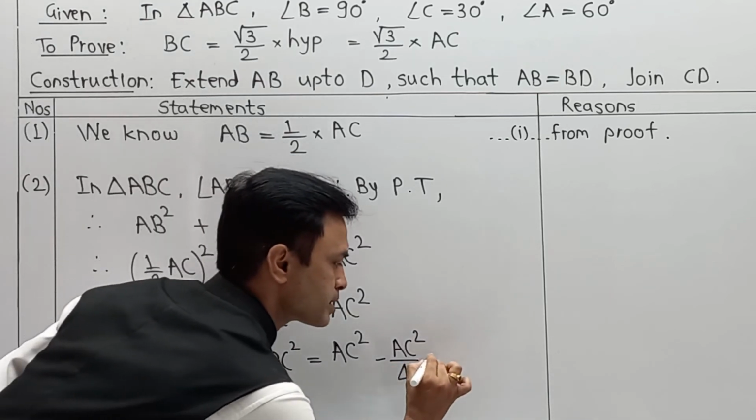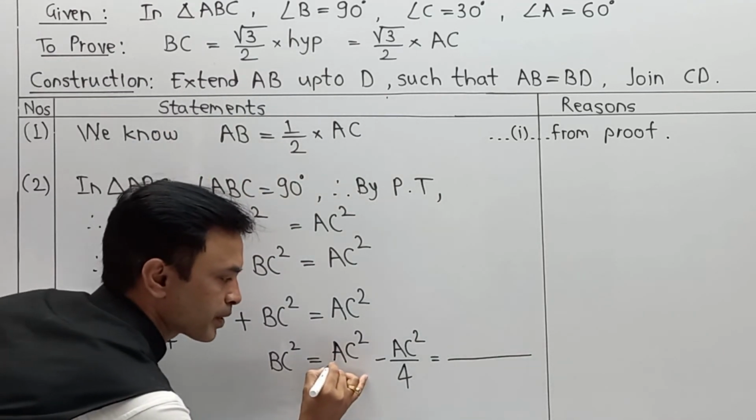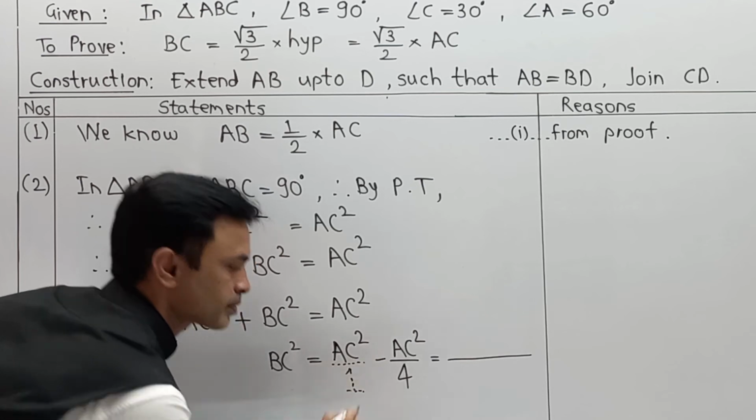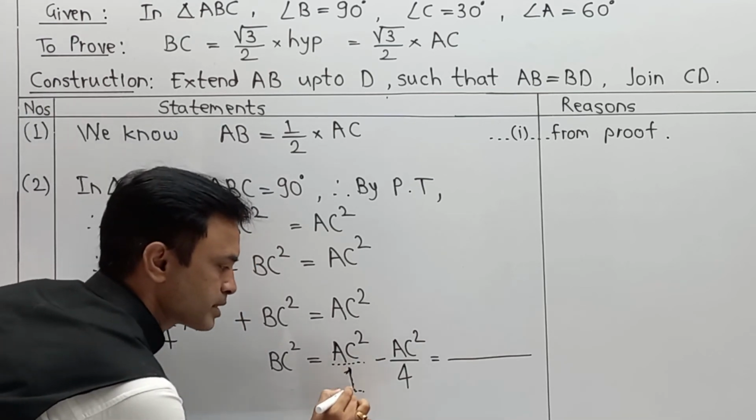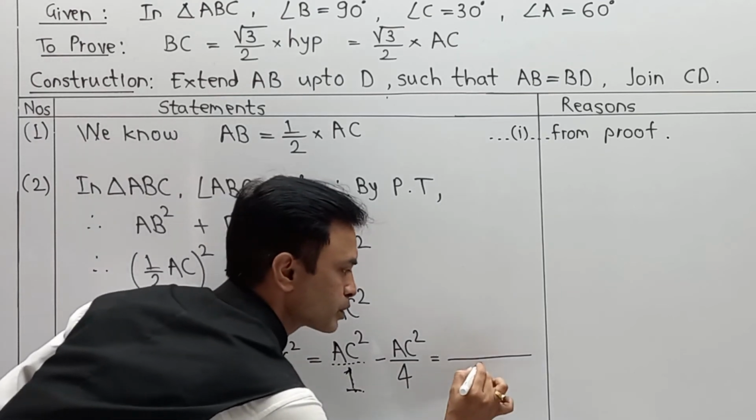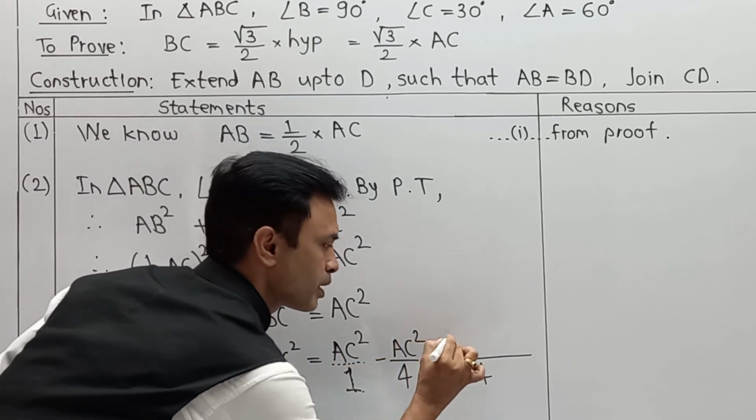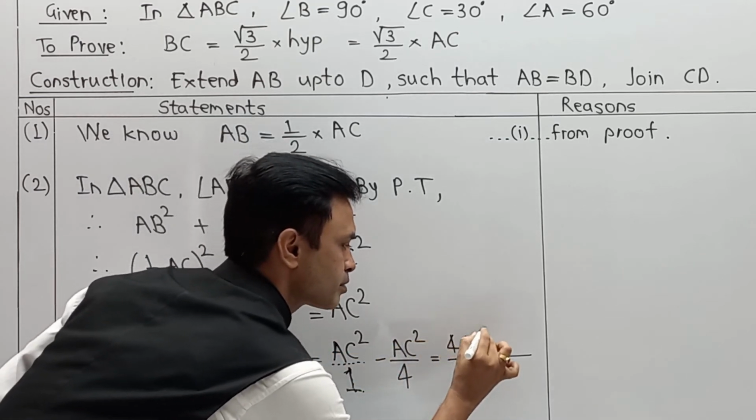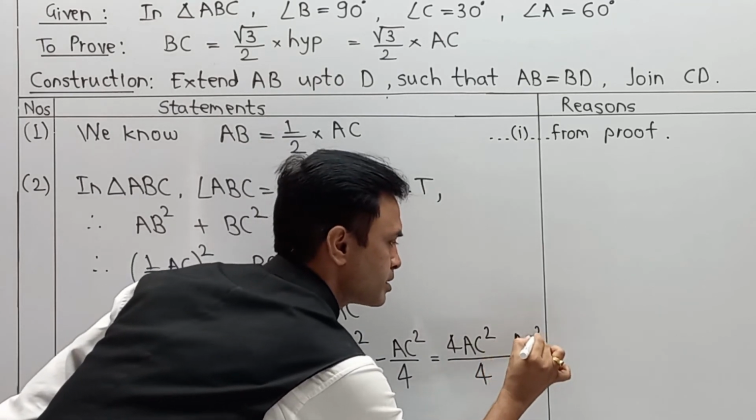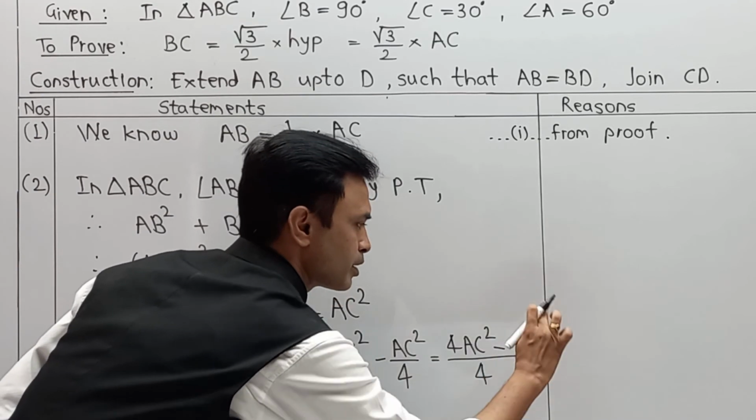Now I am going to explain its modification here itself. Remember, if AC square doesn't have any base, its base is 1. Simplification: 4 into 1 becomes 4, 4 into AC square, 4 AC square. 1 into AC square simply becomes AC square. And as it is a minus sign, there is a minus sign over here.